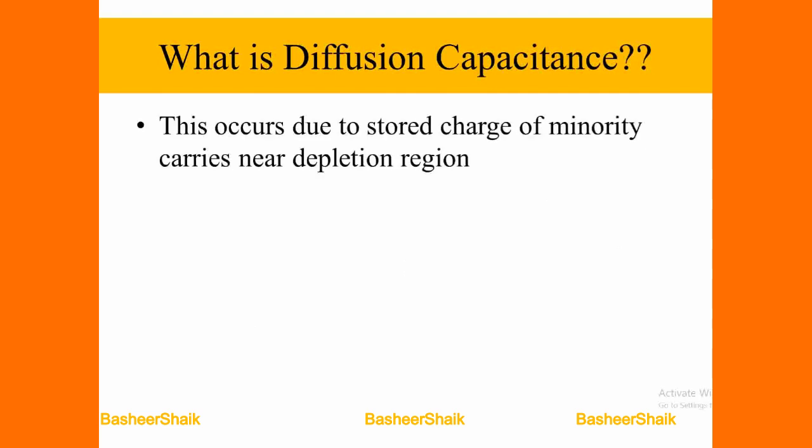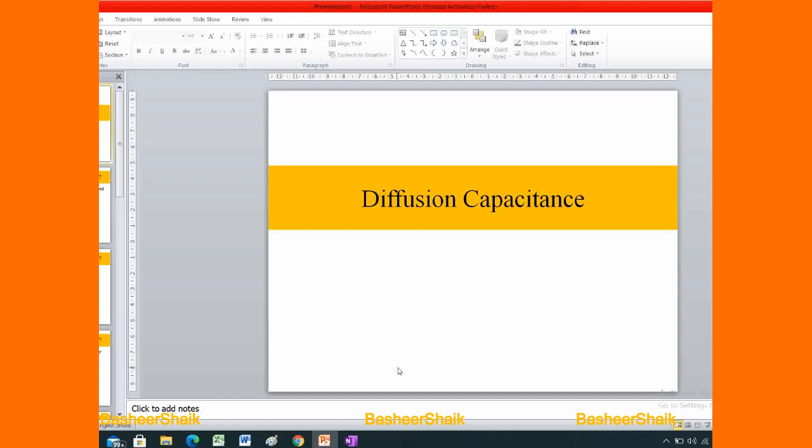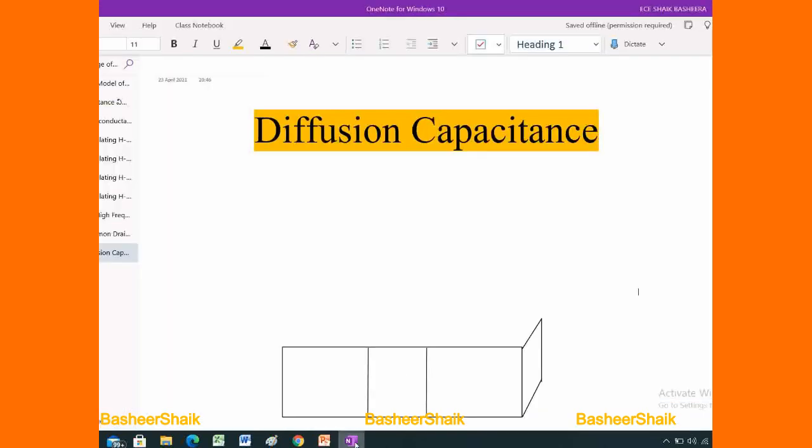The diffusion capacitance is also named the stored charge capacitance because the minority carriers are stored near the depletion region. Now let us come to the derivation of diffusion capacitance.